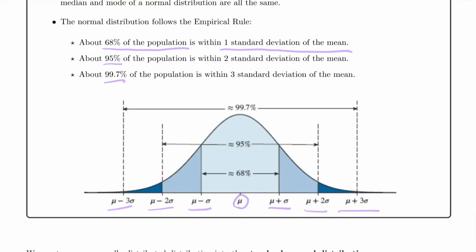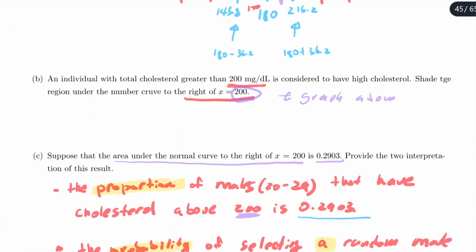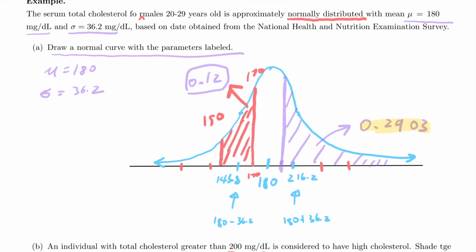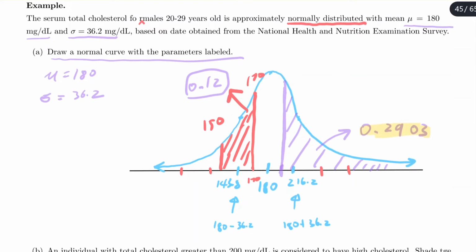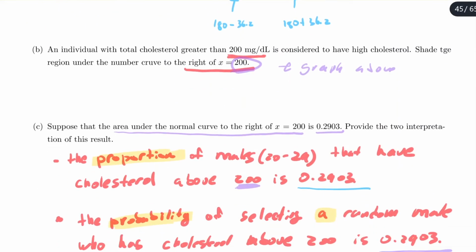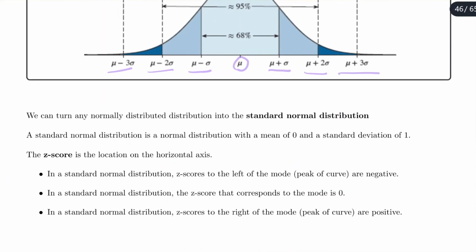Okay. So the central question is, how do we find this area? Mathematically, one way we can find this is using calculus. Although we don't need to know calculus for our class, that's how we find it. For every mean and standard deviation we get, we can find the corresponding area within the normal distribution. But in order to make that process simpler, we can turn any normal distribution into a standard normal distribution.